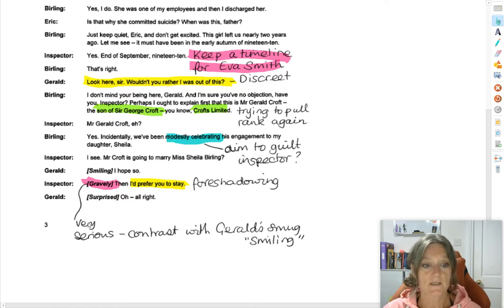So that word gravely, meaning he's being very, very serious, and saying "I'd prefer you to stay," after establishing that Mr. Croft is going to marry Miss Sheila Birling, gives us some real clues, real hints as to what's going to unfold later in the play. So try and remember that bit of foreshadowing. We do have this contrast between Gerald smiling in his smug manner and the inspector speaking gravely, so seriously, and reminding everyone that someone's died in the way that he says it. That surprises Gerald. So even Gerald is disturbed a little bit, the normally very smug and self-assured Gerald.